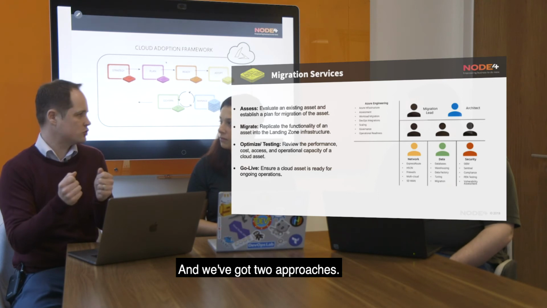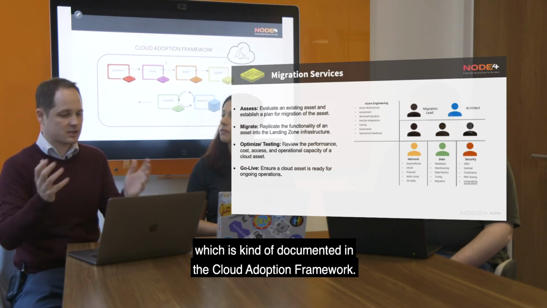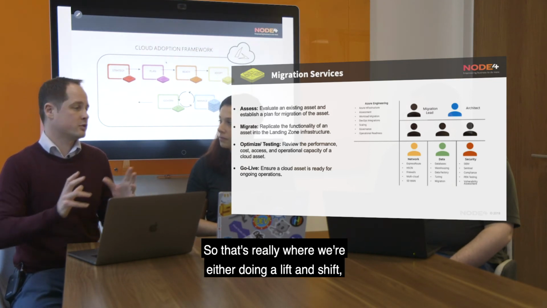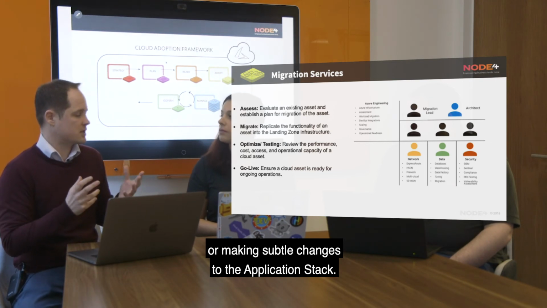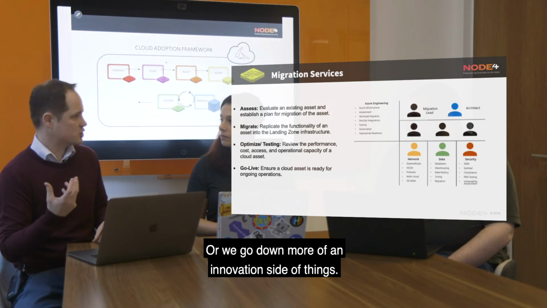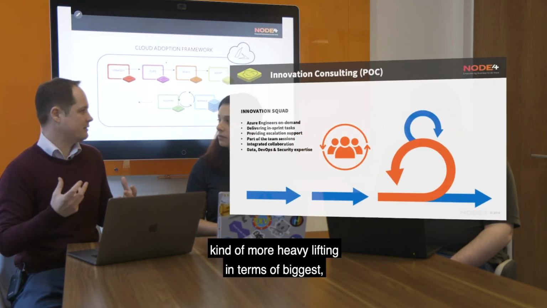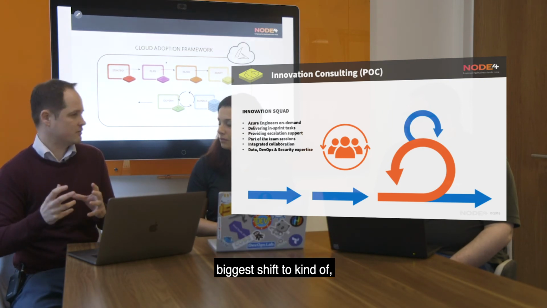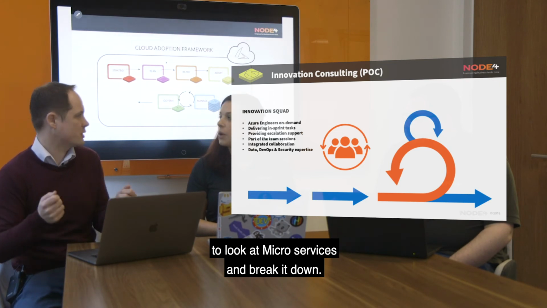And we've got two approaches. We've got a migration type stream, which is documented in the Cloud Adoption Framework. That's where we're either doing a lift and shift, or we're making subtle changes to the application stack. Or we go down more of an innovation side of things, where a customer really wants a bigger shift. Maybe it's a monolith and they're having to look at microservices and break it down.